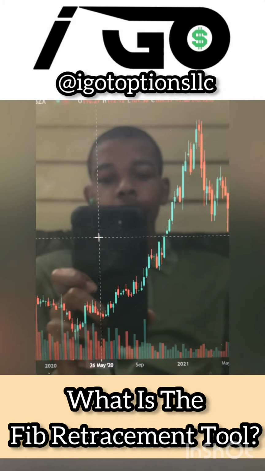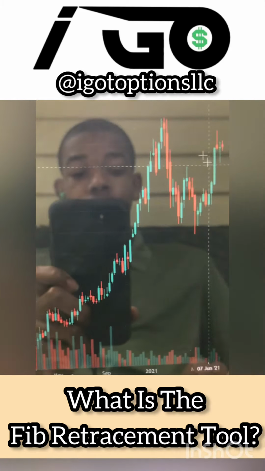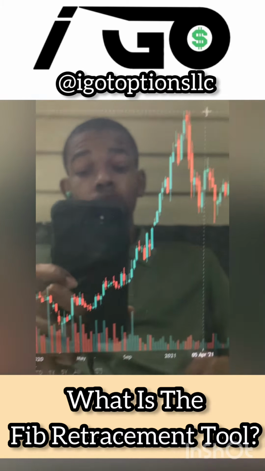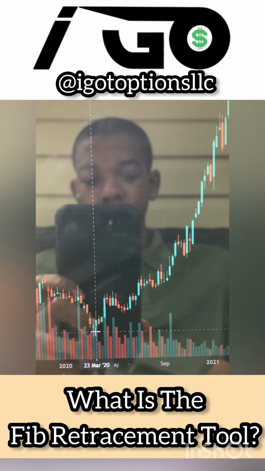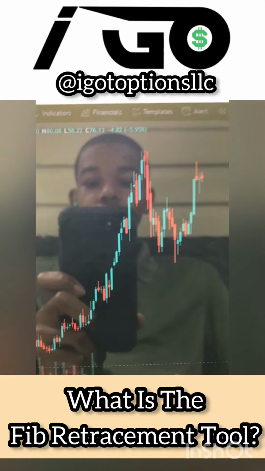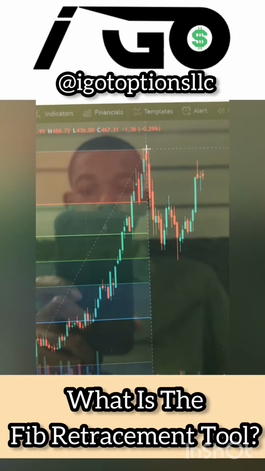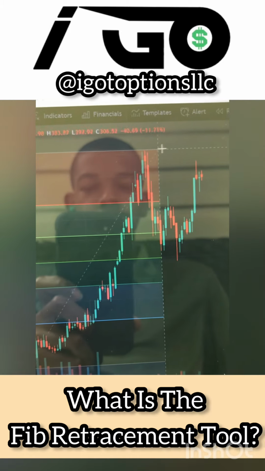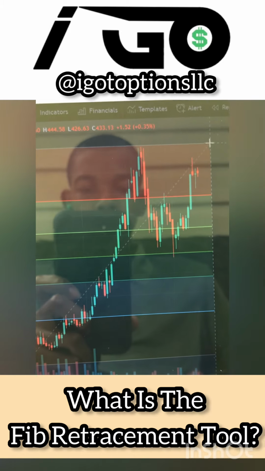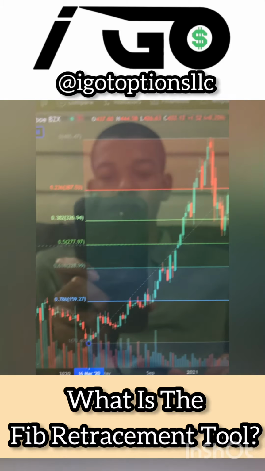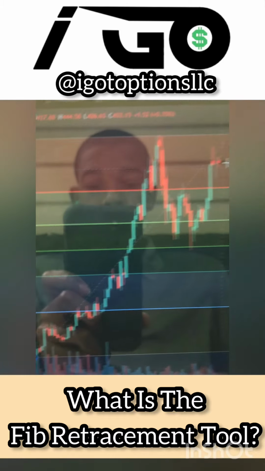All we have to do is click the bottom of this trend and the top of this trend. We click the bottom of this trend first, which is about right here. And then we click the top of this trend, which is right about here. But we don't want to click it right there. We want to actually move it a bit forward, and I'll explain why. But yeah, this is how you use the Fibonacci tool.